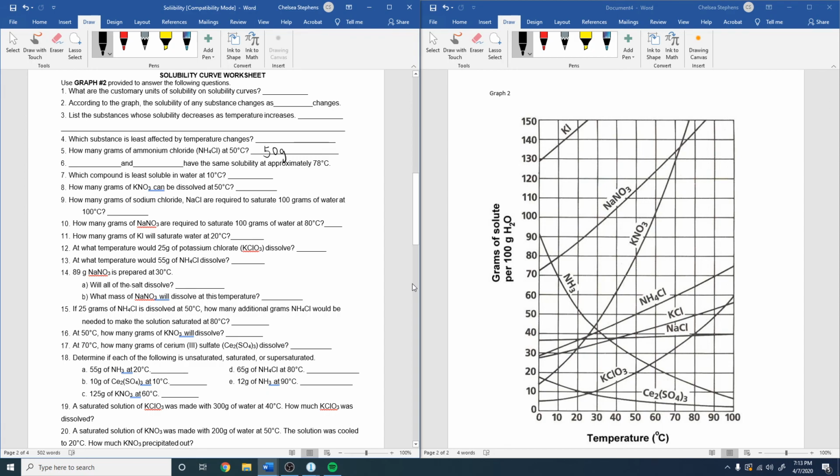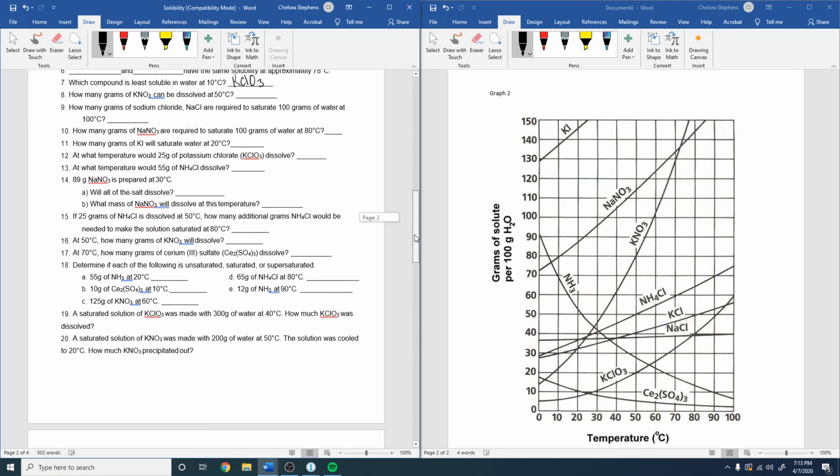Okay, which is least soluble in water at 10 degrees? So we're going to look at 10 degrees. Right here. Okay, KClO3. KClO3. Okay, we'll get some more difficult ones.